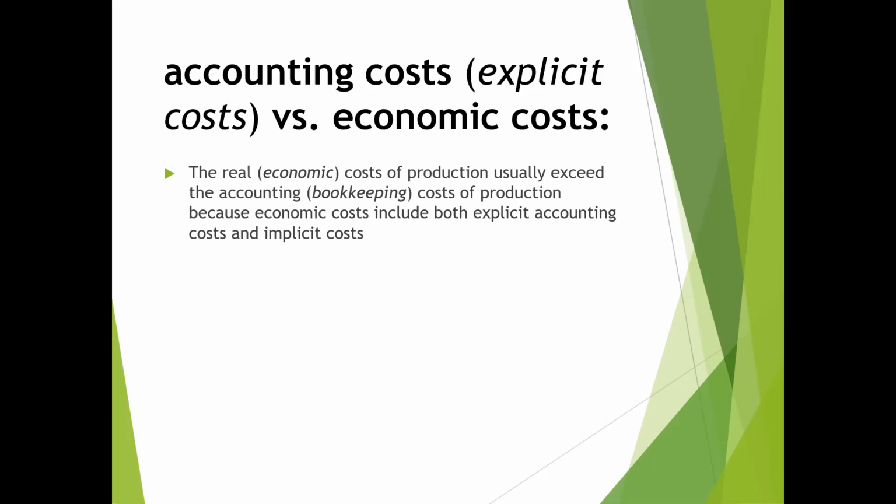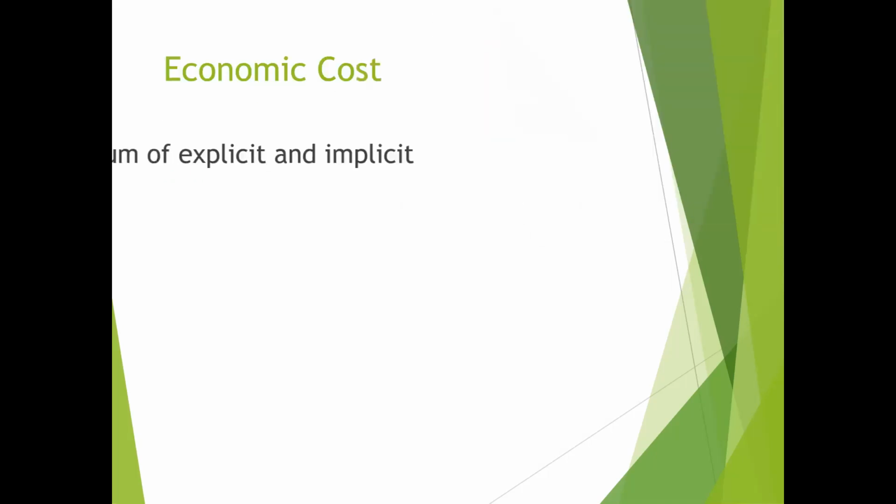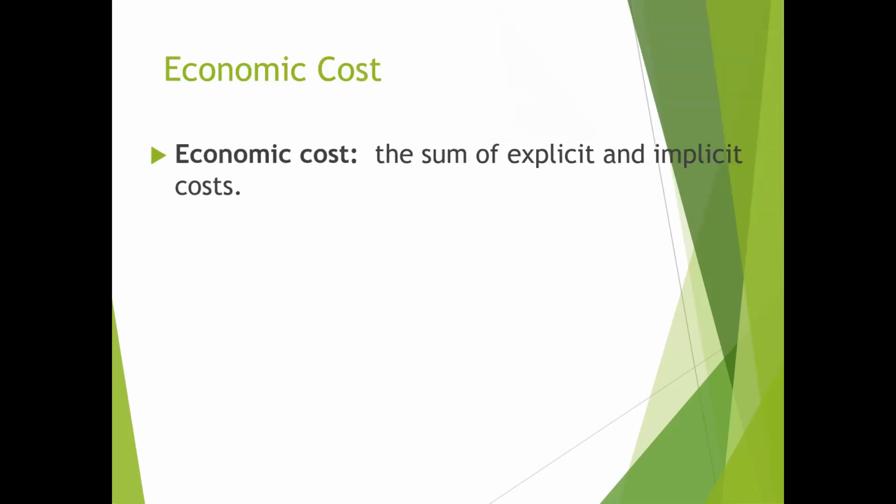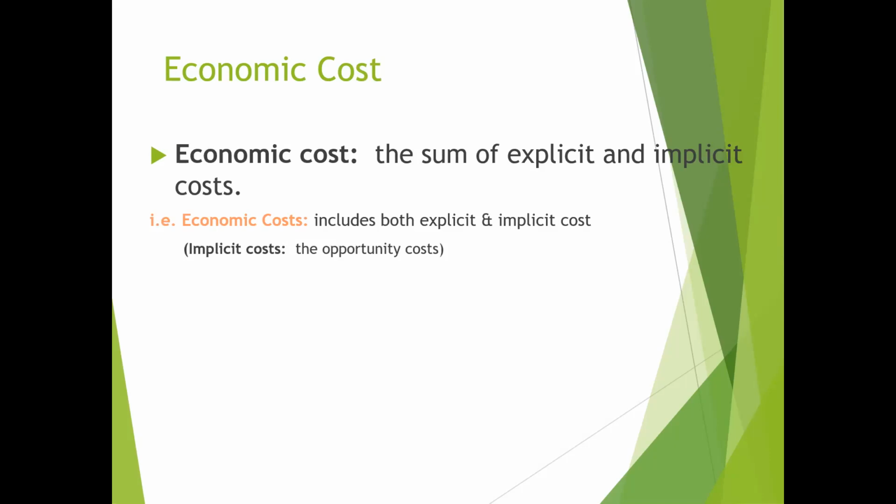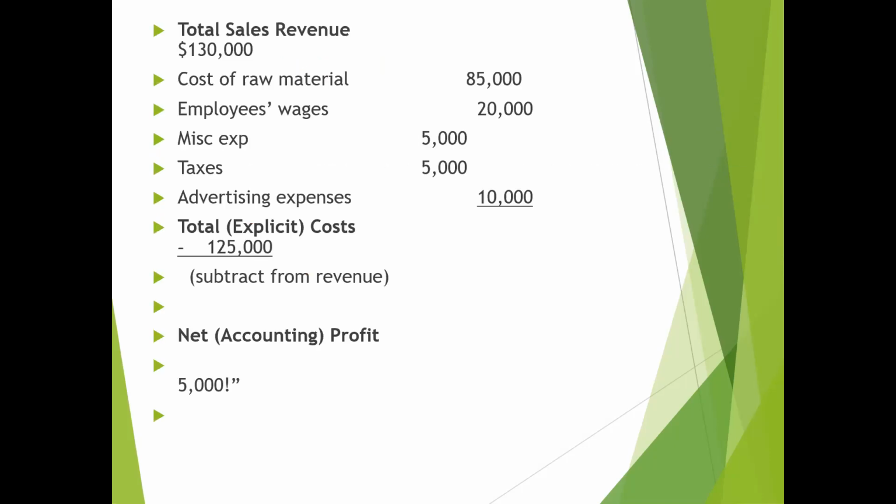So it is the value of the personal resources the owners of a firm make available, for example, their labor and capital. Okay, so economic cost is a sum of explicit and implicit cost. That is, economic cost includes both explicit and implicit. Implicit means opportunity cost. Okay, let's understand with the help of an example.